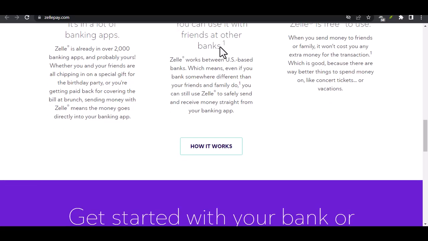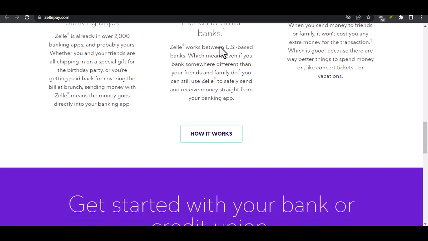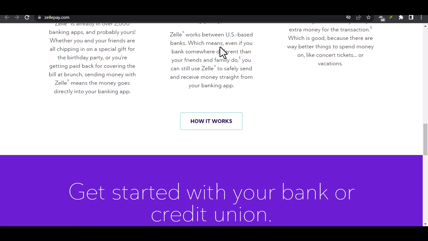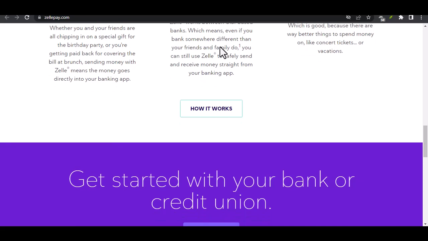Incompatible banks. While Zelle is offered by many major banks, it's not available at every single financial institution. If your friend's bank uses Zelle but yours doesn't, you won't be able to receive money through that service. You'll need to suggest an alternative payment method.